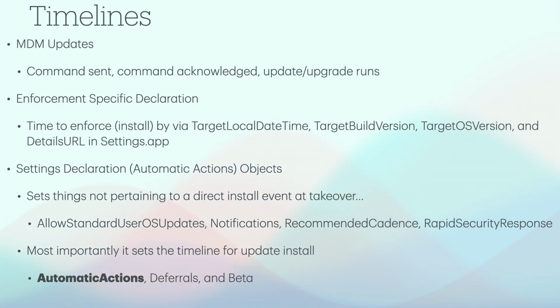The recommended cadence for iOS, because you can have a release cycle that's a little bit different than macOS instead of just latest. You can control the RSR, the rapid security response updates, whether the user can install them or can remove them. But most importantly, you're setting that timeline for the install. You're turning on the automatic actions to say, I want to download the update and I want to install the update or the security update automatically, and you're setting that to always on.